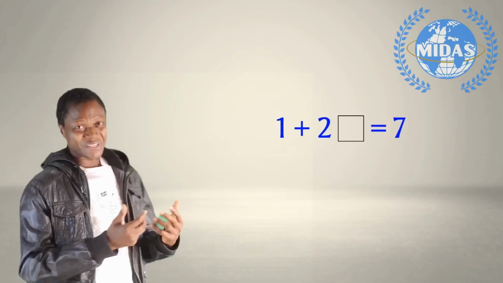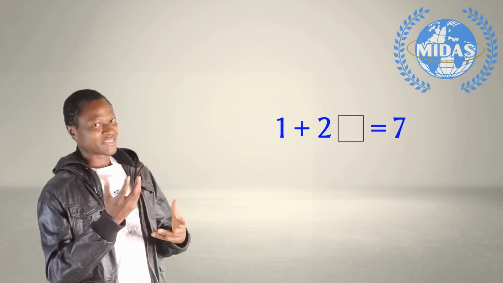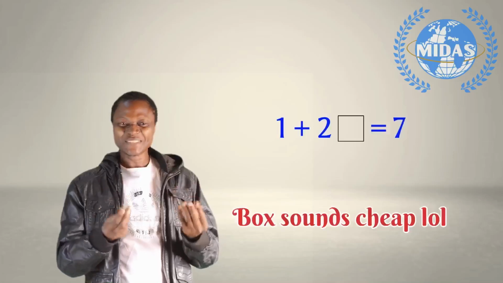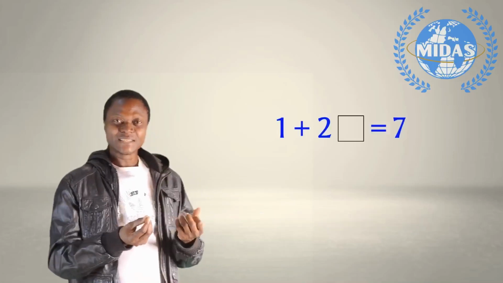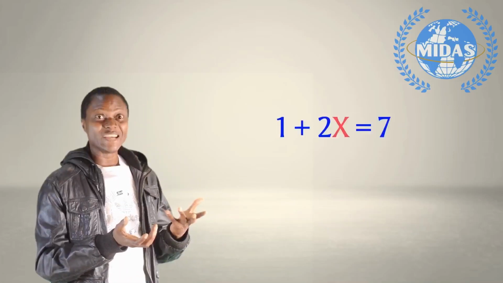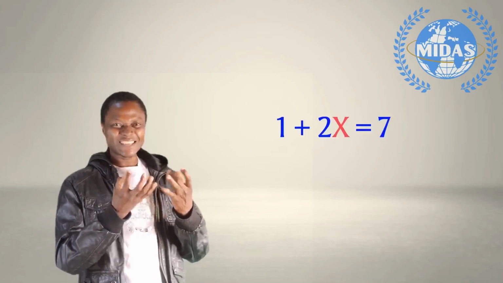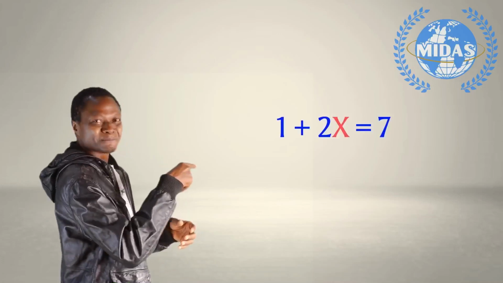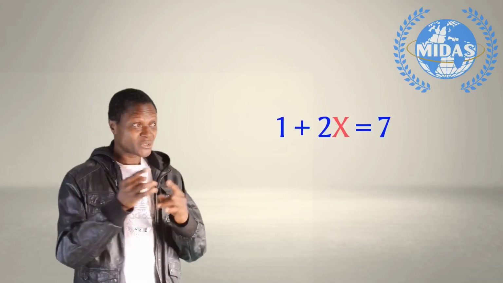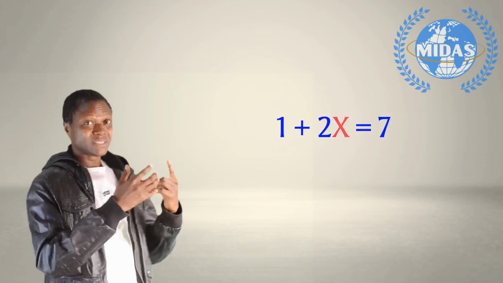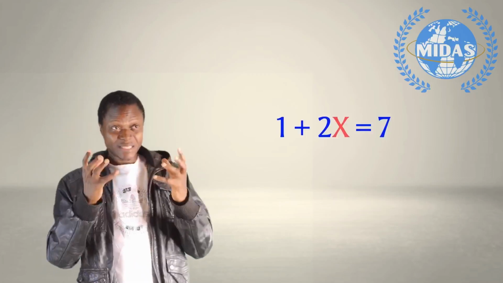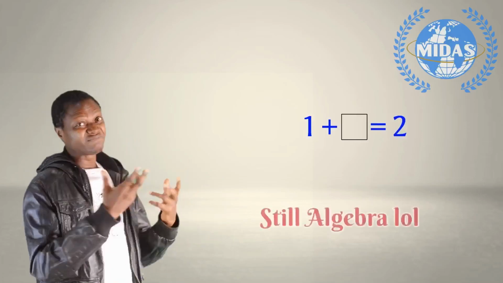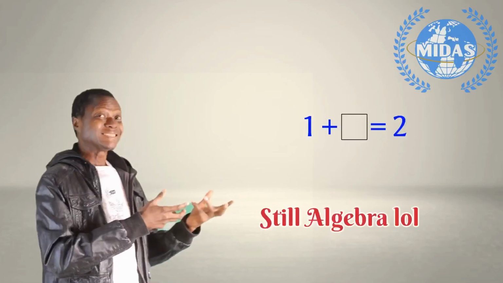So now, instead of saying 1 plus 2 box, that feels too elementary, isn't it? So why don't we change the variable to x? You see, that sounds Cambridge. So now what we have is 1 plus 2x is equal to 7. Are you seeing it now? Just by removing the box and putting the x, now we're doing algebra. But by putting the box back, then we're doing elementary 1 mathematics.